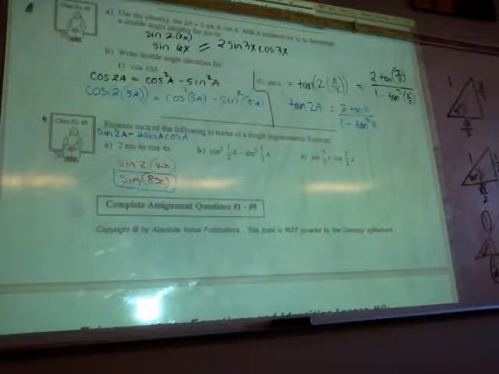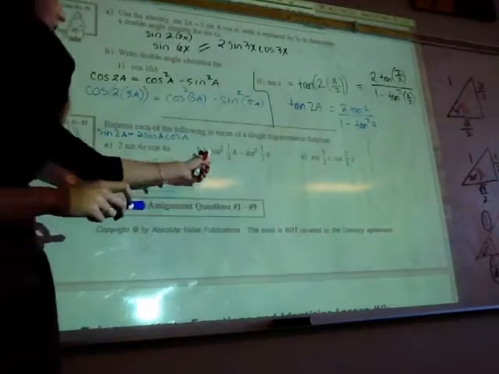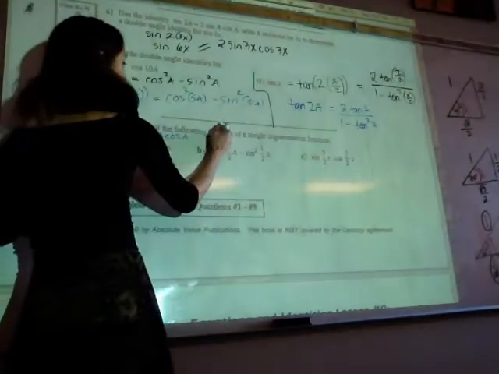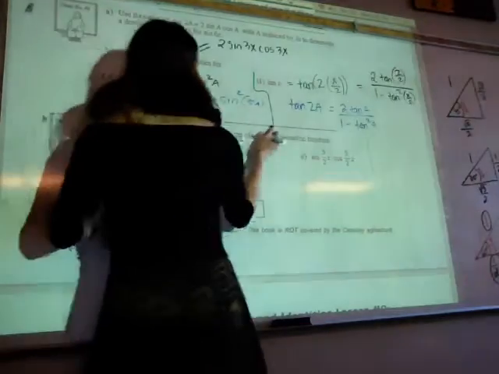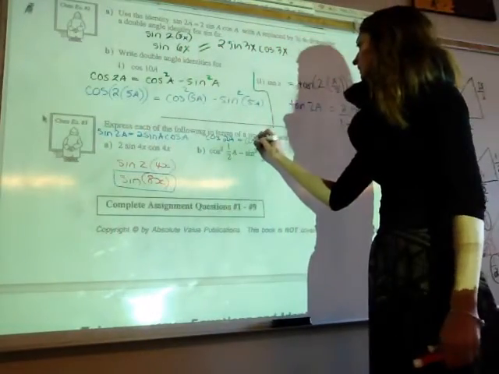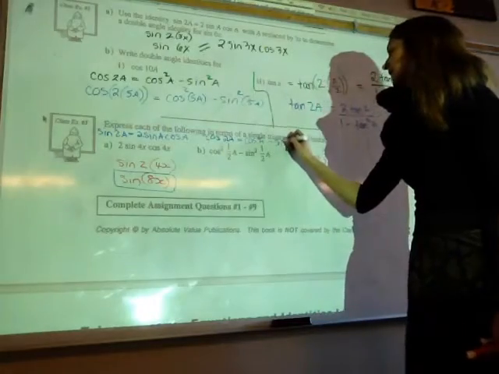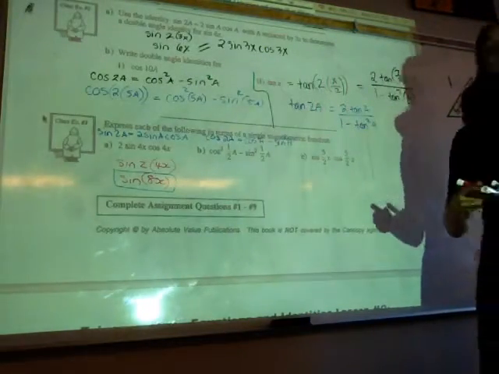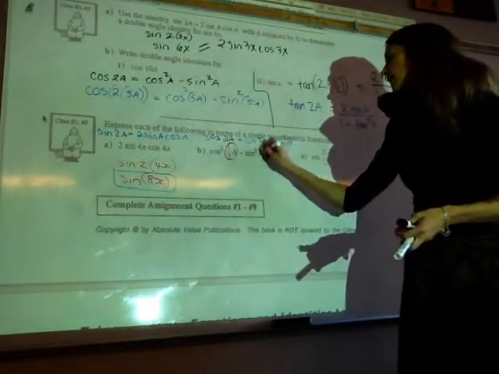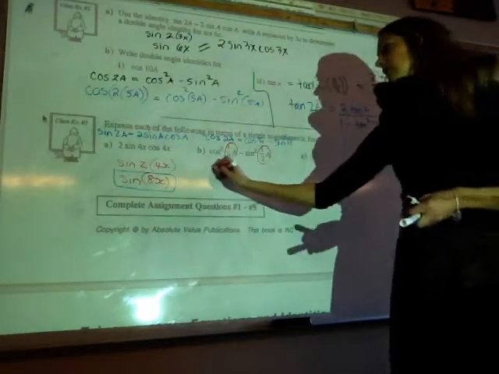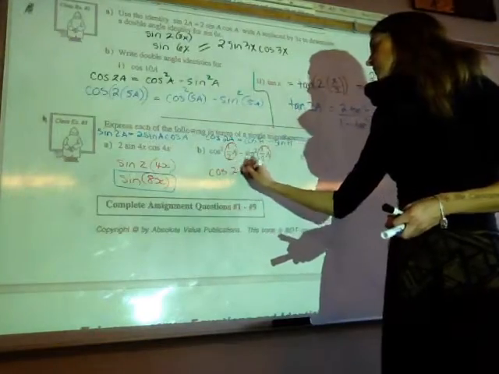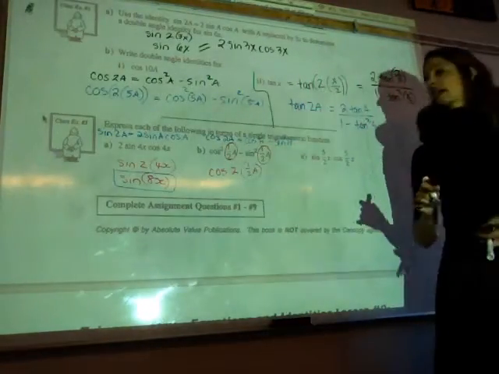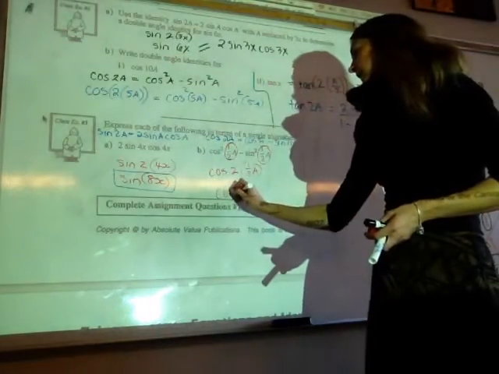Okay, next one. Do we see a double angle identity? Sine, cosine, or tan? Cosine. So cosine 2a is equal to cosine a squared minus sine a squared. What's the a in this case? 1 over 2a. Good. So then we end up with cosine 2 times 1 over 2a. The 2's cancel out, and we get cosine a.